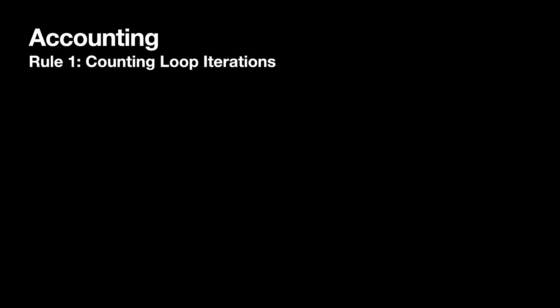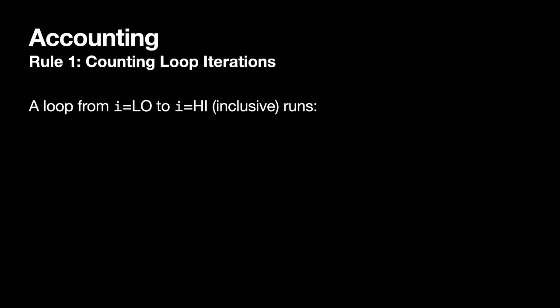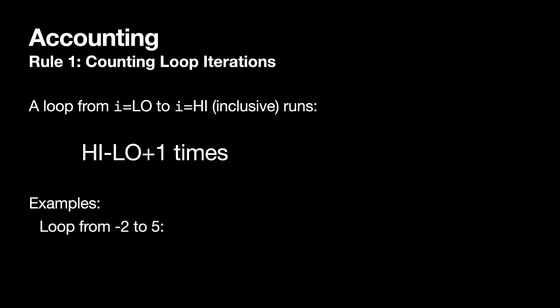Okay, let's summarize our accounting here. Our first rule for counting loop iterations is that a loop from i equals low to i equals high inclusive runs a total of high minus low plus 1 times. An example: a loop going from -2 to +5 would have a total of 8 iterations. It would go -2, -1, 0, 1, 2, 3, 4, up to and including 5.